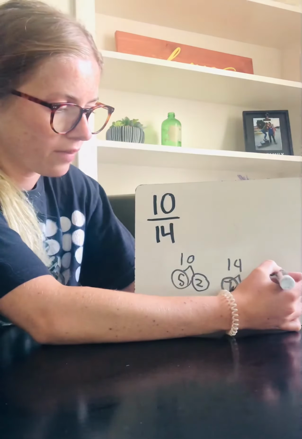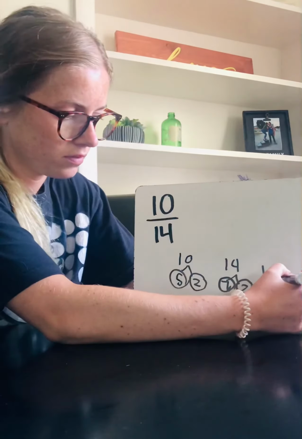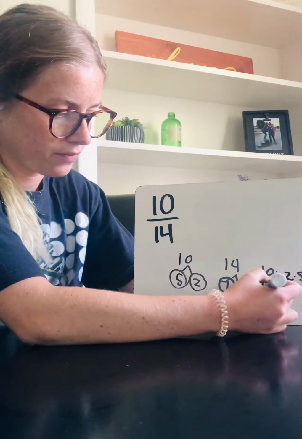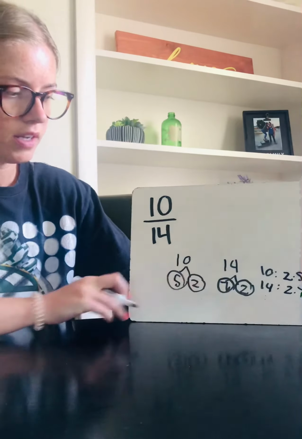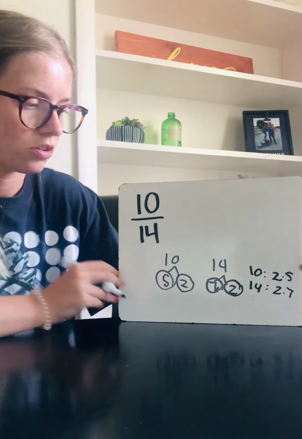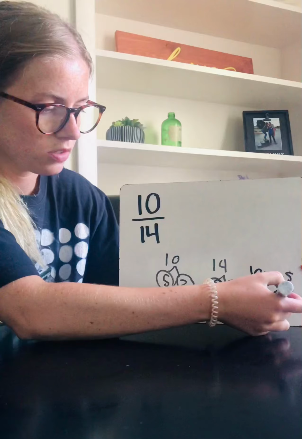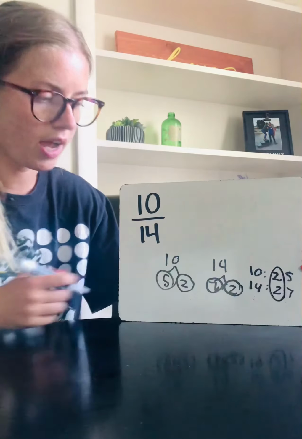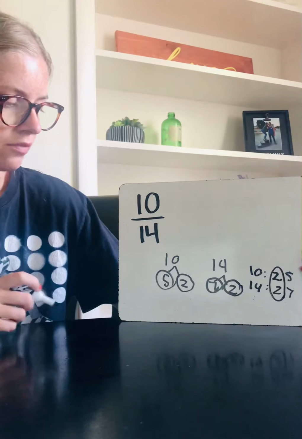Now I need to write the prime factorization for 10, which is 2 times 5. And then I'm going to write the prime factorization for 14, which is 2 times 7. Now to find the greatest common factor, you want to see which factors they have in common. So in this case, they only have a 2 in common. Nothing else matches. So the greatest common factor of 10 and 14 is 2.